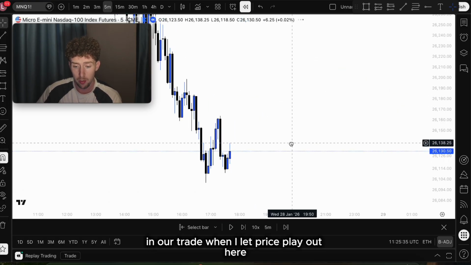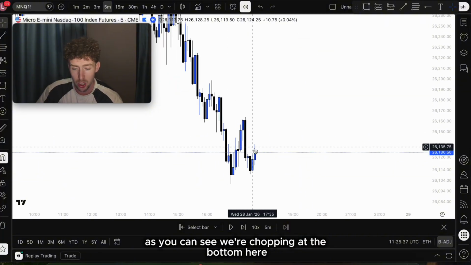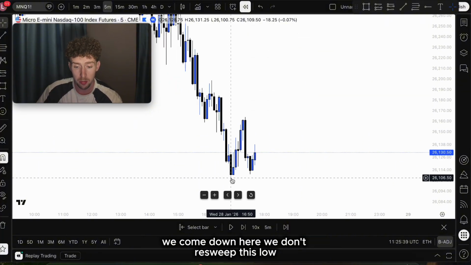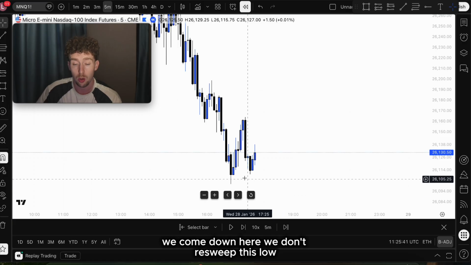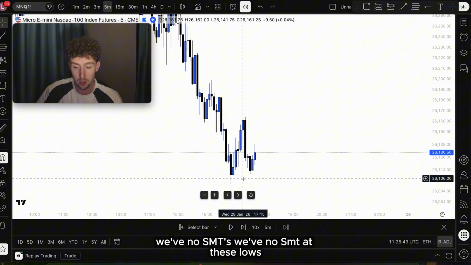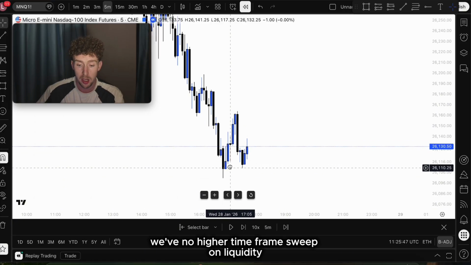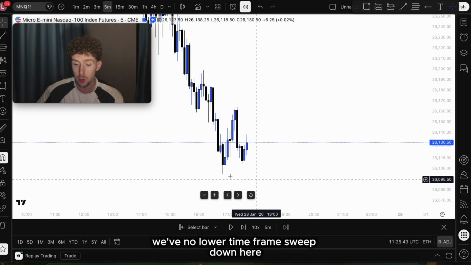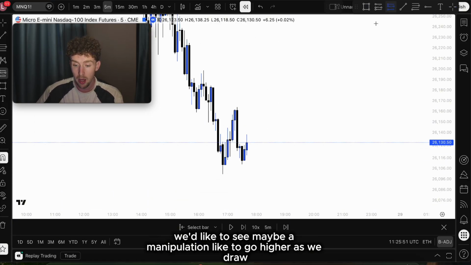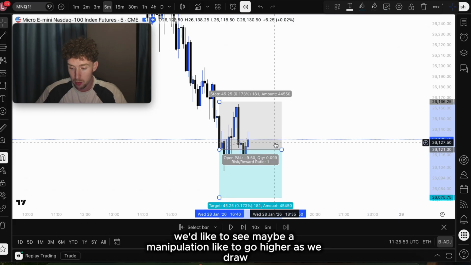When I let price plow here, as you can see, we're chopping at the bottom here. We come down here, we don't re-sweep this low. We've no SMTs, no SMT at these lows. We've no higher time frame sweep on liquidity. We've no lower time frame sweep down here. We'd like to see maybe a manipulation higher as we draw.